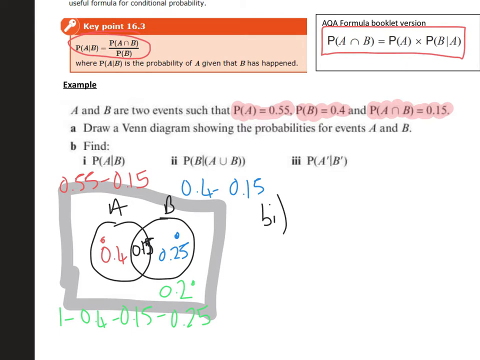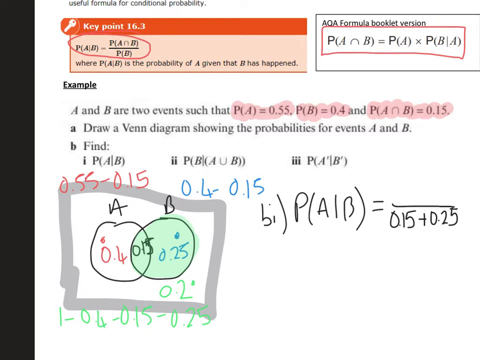So if I'm doing probability of A given B, then B already happened, so I'm only looking at the B circle. So I'll highlight this bit in green. So I'm only looking at that. So my total I'm looking at is 0.4. It's those two things together, and I'm going to write it as those two things added together. So hopefully you can clearly see what's happening.